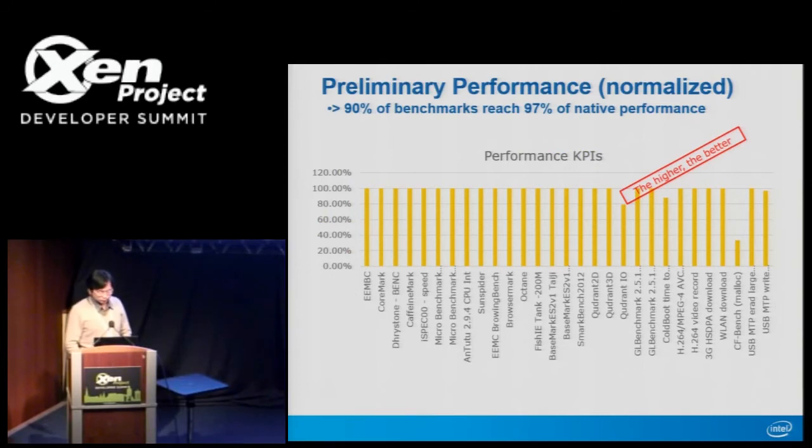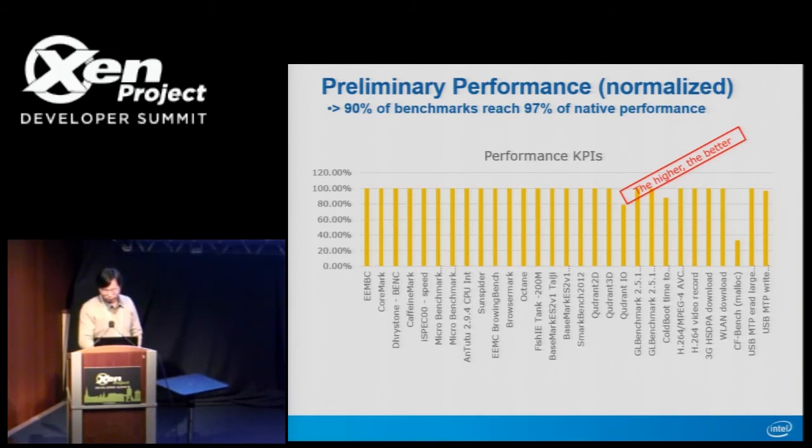You can see that 90% of the benchmarks reach 97% of native performance, but we still found several other gaps. For example, the Coding I/O. Coding I/O is a benchmark widely used on Android devices. It tries to measure their I/O performance and publishes the data over the web. The user can refer to this data to determine which device is the best.